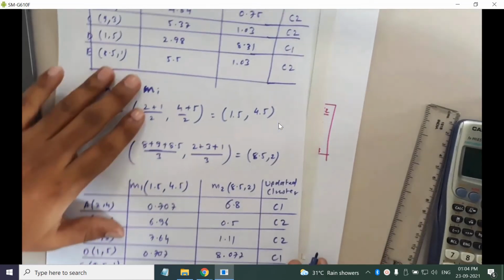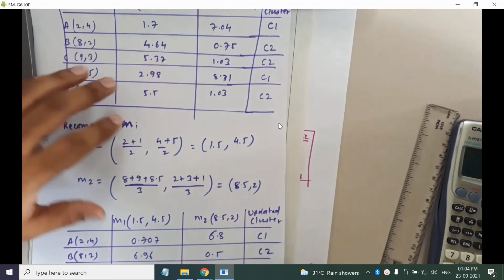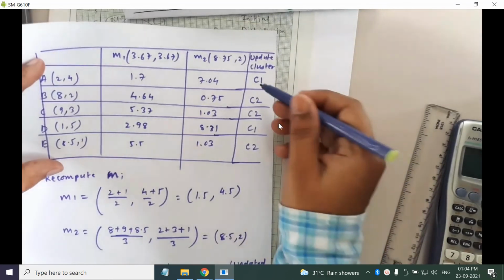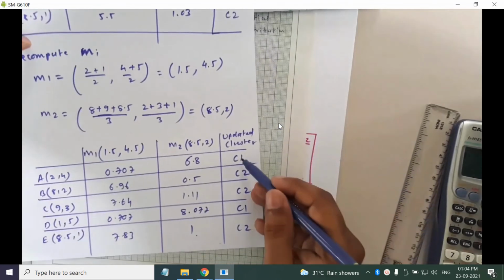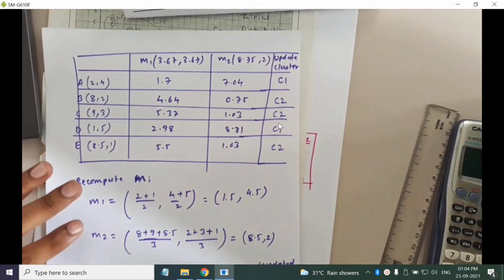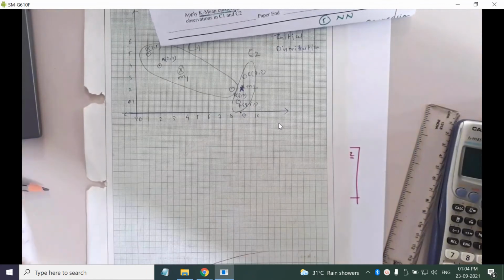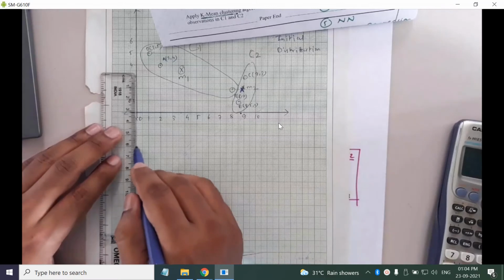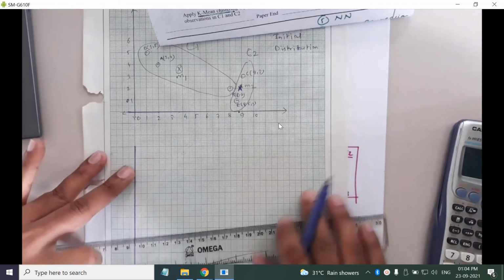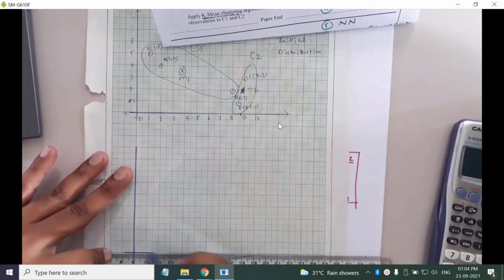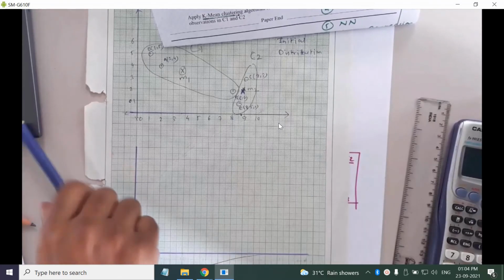Now you have to compare the two iterations. Did any change happen between these two iterations? C1 C2 C2 C1 C2, and C1 C2 C2 C1 C2. There is no change, so this is our stopping criteria, and we will stop. If you plot these points, as expected, A and D belong to cluster 1, and the other 3 belong to cluster 2.